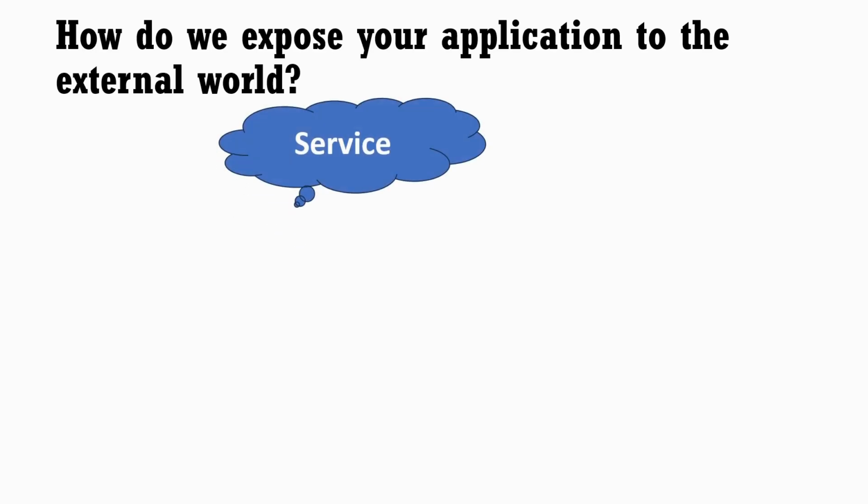Now, how do we expose our application to the external world? The answer is by using Kubernetes service. So this is the third and very important use case of a service. It exposes our application to the external world. Let's understand this with a simple example.